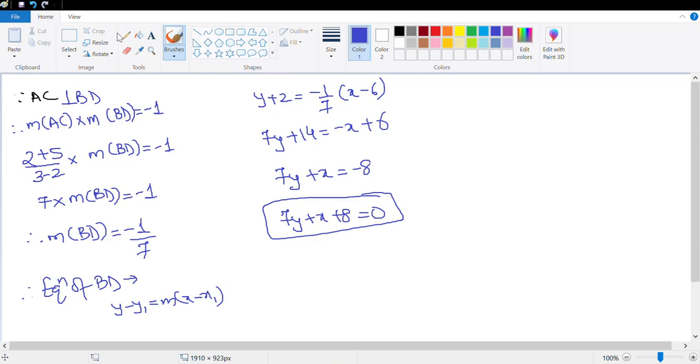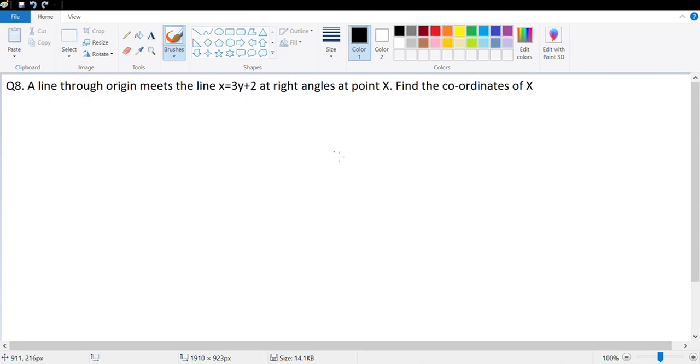The next question that we'll do will be question number 8. Let's look at question number 8. A line through the origin meets the line x is equal to 3y plus 2 at right angle at point X. Find the coordinates of X. Okay. So line through origin meets this line. So this has a positive slope. So let's just draw a rough diagram.